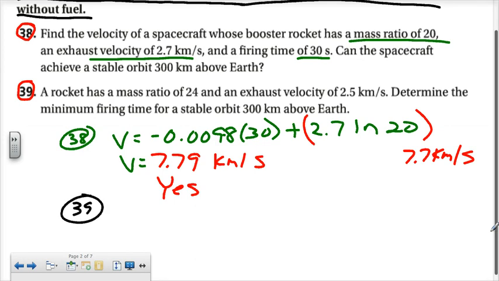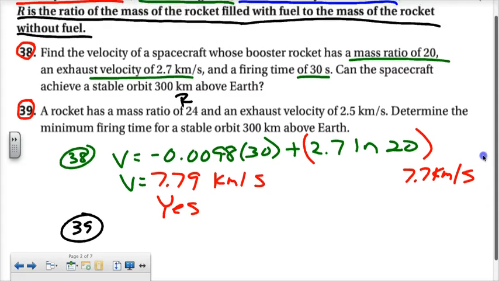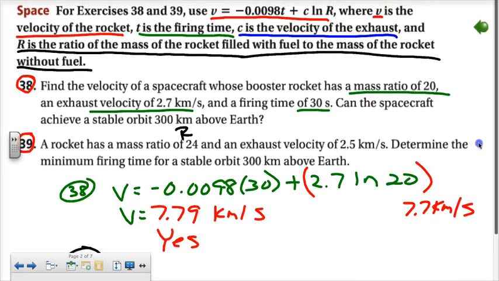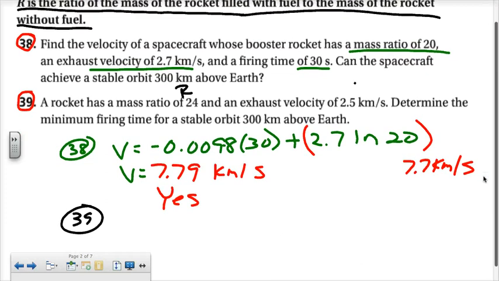Number 39 says the rocket has a mass ratio of 24 and an exhaust velocity of 2.5 kilometers per second. We are to determine the minimum firing time for a stable orbit 300 kilometers above Earth. So we're looking for T this time. There is our R value, 24, and the exhaust velocity, 2.5 kilometers per second. Going back up, exhaust velocity was C, so this is going to be C.